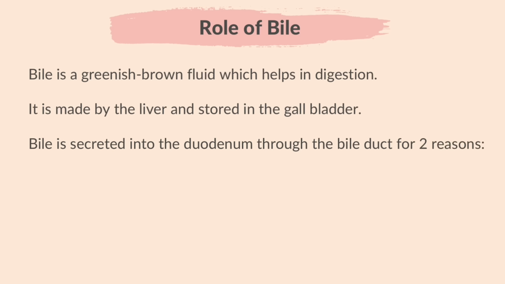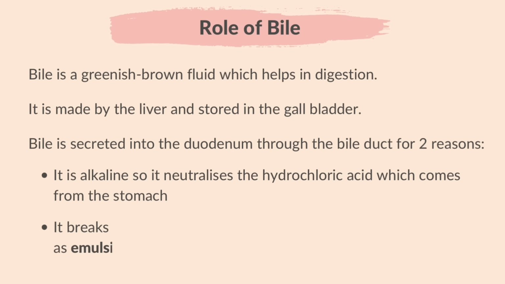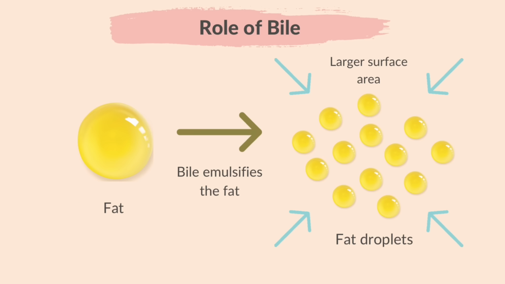Bile is secreted into the duodenum through the bile duct for two reasons. It is alkaline, so it neutralizes the hydrochloric acid which comes from the stomach. It breaks down large drops of fat into smaller ones. This is known as emulsification. So as you can see, a large drop of fat is emulsified by the bile to give smaller fat droplets to increase the surface area for chemical digestion.